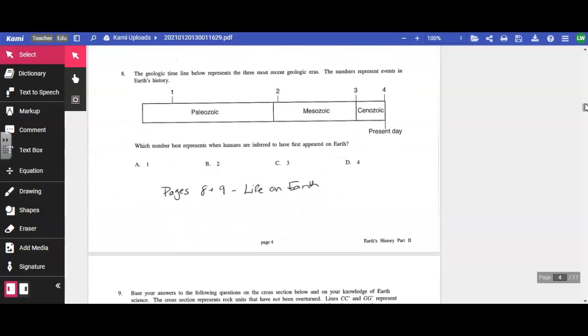Number 8. The geologic timeline below represents the 3 most recent geologic eras. The numbers represent events in Earth's history. So you have Paleozoic, Mesozoic, and Cenozoic eras. And then you have present day. And you have 1, 2, 3, and 4. So which number best represents when humans are inferred to have first appeared on Earth? So you're going to look at pages 8 and 9 in your reference table and look at that Life on Earth section. When did humans first show up?